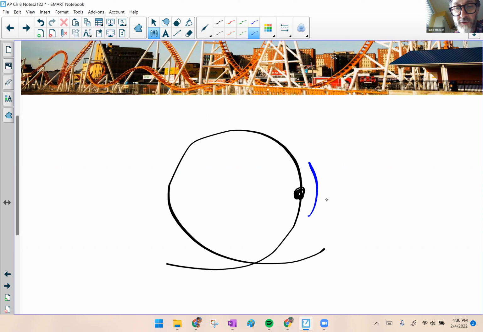Namely, he's going in a circle, so there's going to be centripetal acceleration. And he's moving downwards, which means we're also going to have tangential acceleration. In other words, he's going to be speeding up. Okay, so now we're going back to our non-uniform circular motion, right? This centripetal acceleration is going to be v squared over r, okay? And our tangential acceleration is going to be a result of our vertical forces.